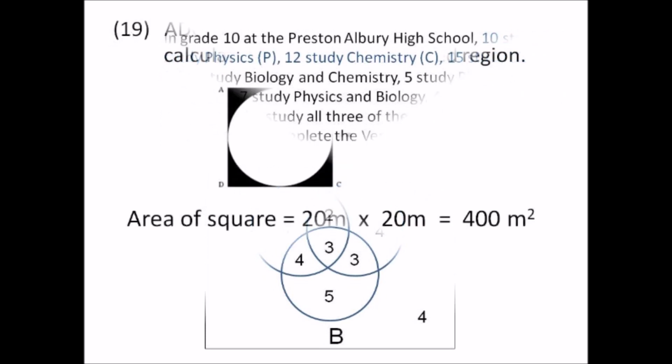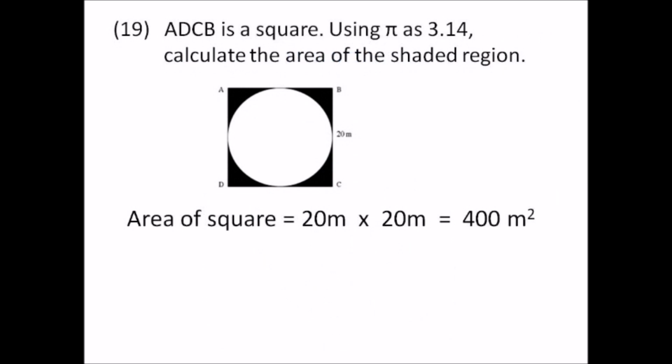Number 19, ADCB is a square. And first you find the area of the square. And area would be side squared, 20 meters times 20 meters. So you get 400 square meters. That's the first thing I told you guys to do. So once you've done that, you're halfway there.